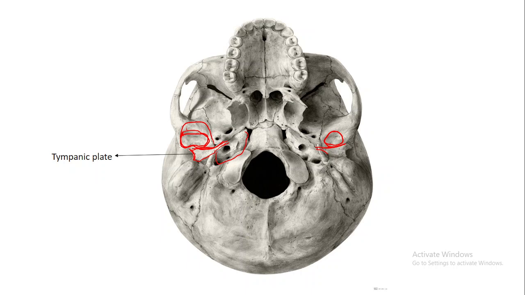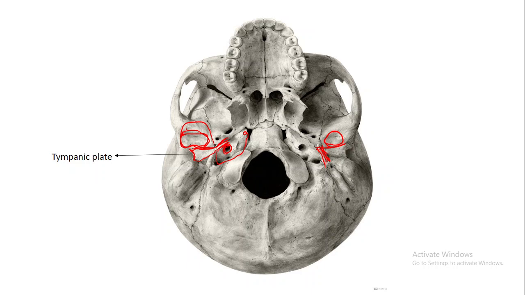Then medially, the tympanic plate passes along the lower end of the carotid canal. The upper end is somewhat here in the apex of the petrous temporal bone. So the tympanic plate passes along the lower end of the carotid canal, and laterally it forms the sheath of the styloid process. So this is the tympanic plate.